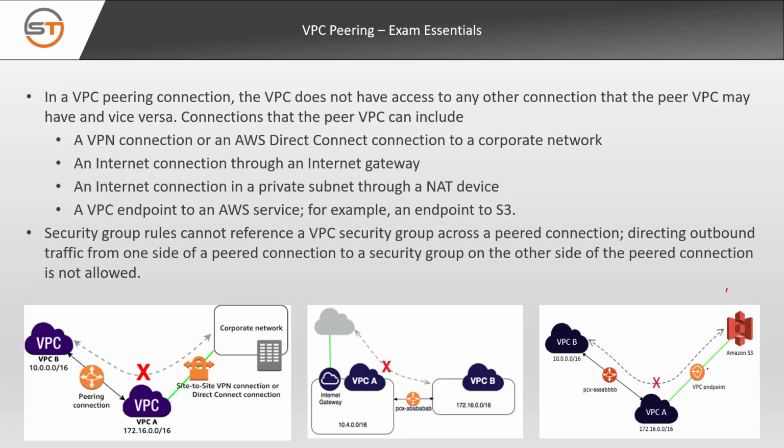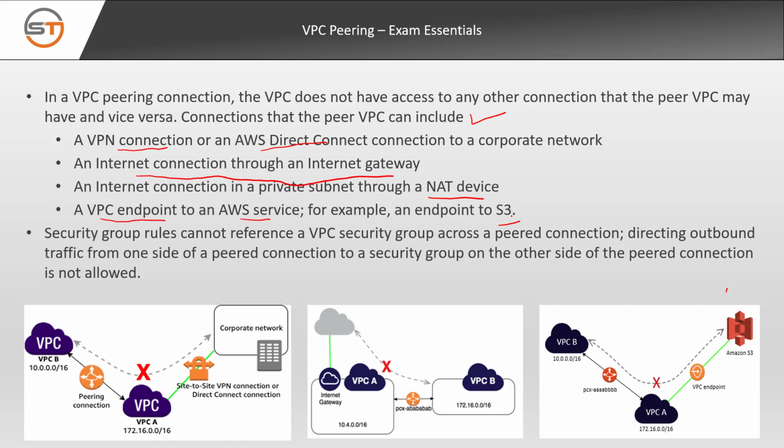So the next is, in a VPC peering connection, the VPC does not have access to any other connections that the peer VPC may have, and vice versa. The connections that a peer VPC can have include a VPN connection, or AWS Direct Connect, or internet connection through the internet gateway, or internet connections through NAT devices, or VPC endpoint connection to AWS services such as S3 or DynamoDB. So let's understand what this means.